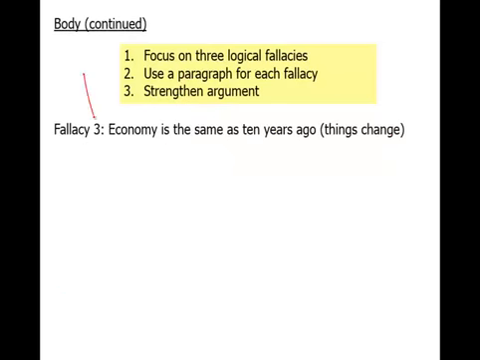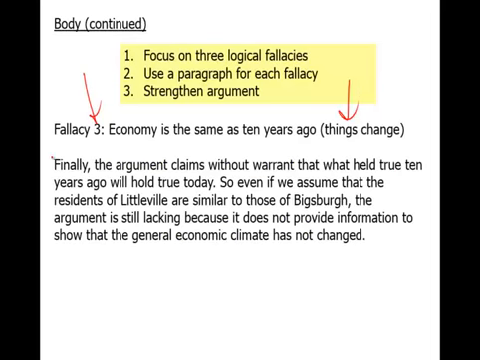Finally, fallacy number 3, because, hey, we like to write a lot. And once you get the hang of this and you feel comfortable doing it, you will be able to write 3 fully developed paragraphs. Third fallacy: the economy is the same as 10 years ago. The assumption is that things don't change, but clearly things change. And so here, we have a quick little paragraph. Again, by this time, you may not have as much time to deal with stuff, so it's okay if the third body paragraph is a little bit shorter than the other ones.